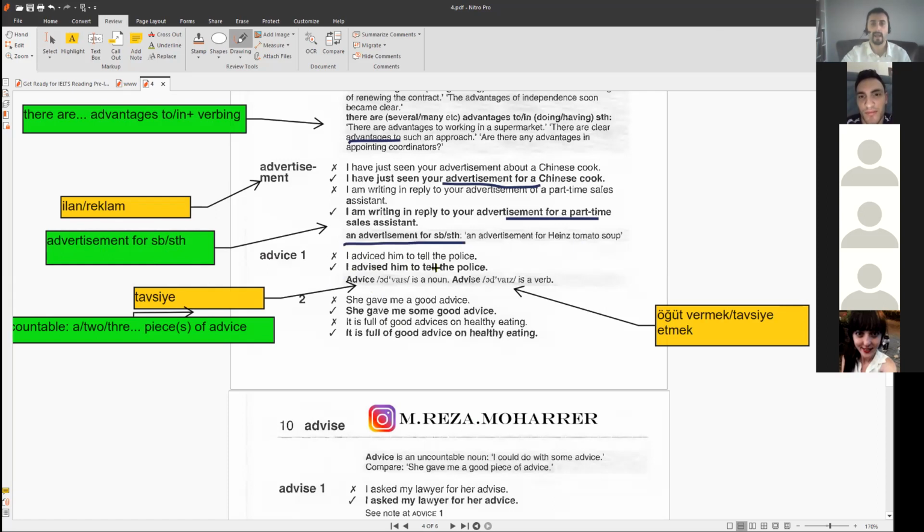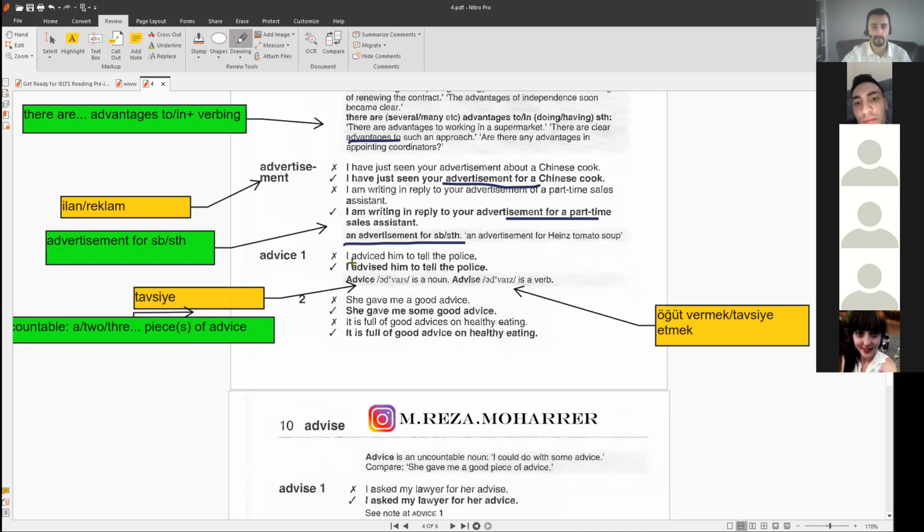Advice is the last part of today's lesson. Advice number 1. Who is ready to read this part? Me. I am Selan. Selan, please. Advice 1. I advise... I advised him to tell the police.